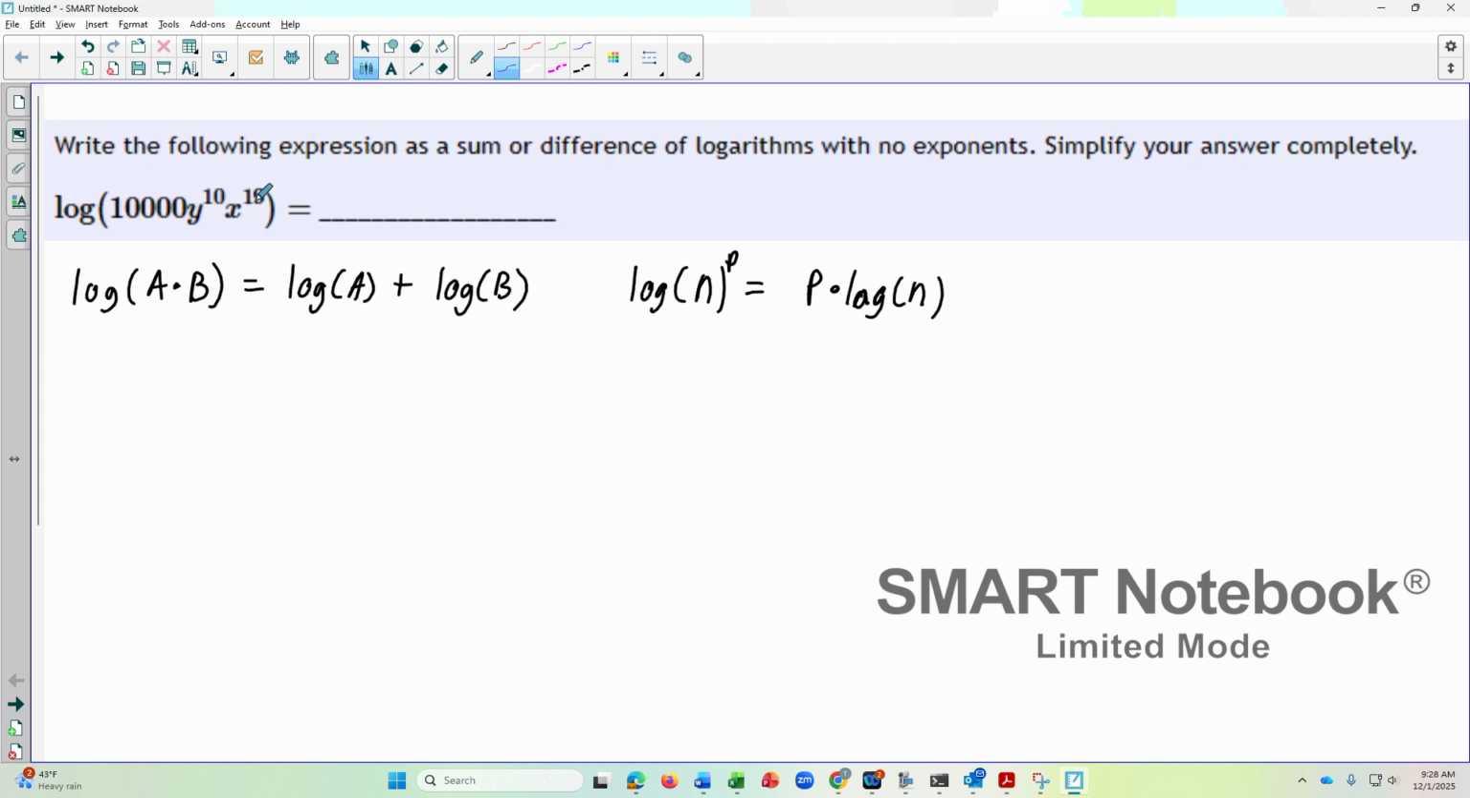So looking at this problem here, I have multiplication occurring in two spots. So I'm going to break these apart, each factor, and it's going to have its own log. So we're going to have log of 10,000, then plus log of y to the power of 10. I could have left the 10 inside the parentheses. It doesn't really make a difference. And then plus log of x to the power of 19.